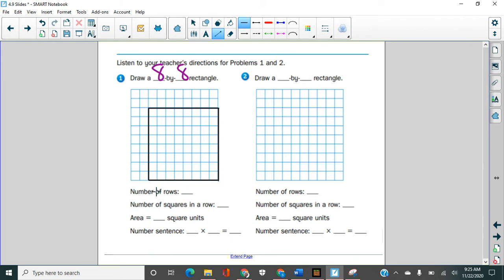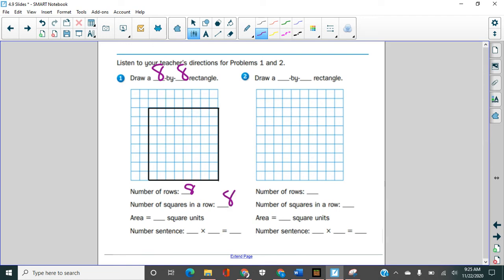And so how many rows do I have? Well, I'll work you through this one. You'll help me with the next one. How many rows do I have? Well, I have 8 rows, right? 1, 2, 3, 4, 5, 6, 7, 8. And how many squares are in each row? 1, 2, 3, 4, 5, 6, 7, 8.